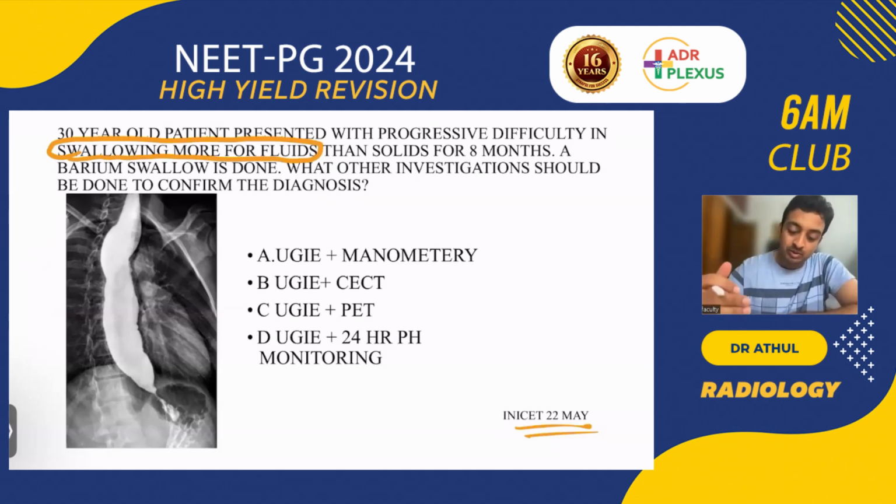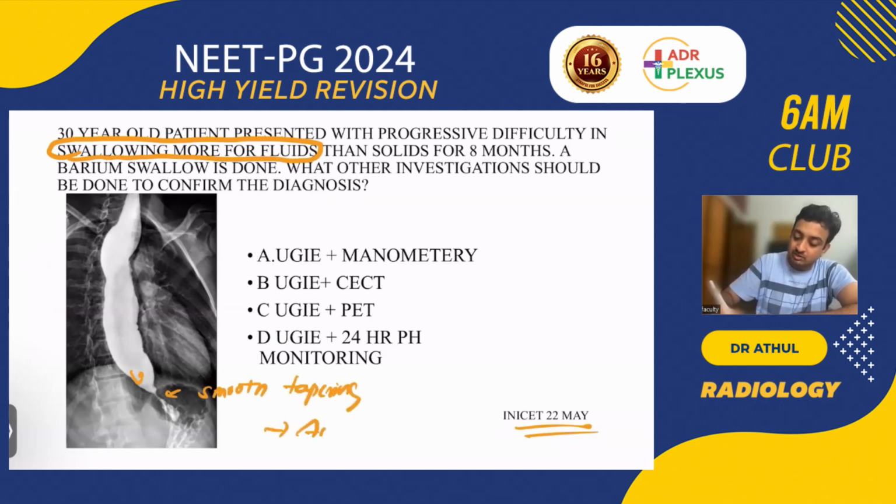Patient has swallowing difficulty more for fluids, and if you are seeing a classical appearance of the esophagus with a smooth tapering, with a smooth tapering, this is excellent. This is a case of achalasia. This is a case of achalasia cardia. You are seeing the classical bird beak sign.